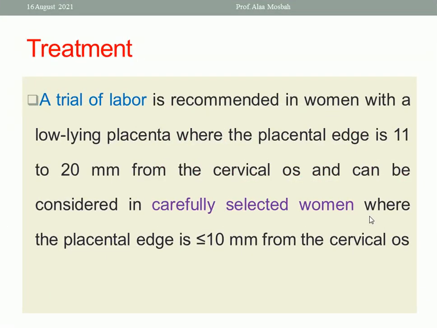Is there a trial of labor in placenta previa? Yes. It is recommended in women with low-lying placenta, this is a minor degree, where the placental edge is 11 to 20 millimeter from the cervical os, and it can be considered in a carefully selected woman where the placental edge is equal to or less than 10 millimeter from the cervical os. Okay? But of course, there is no other medical or obstetric contraindication for vaginal delivery. Okay?